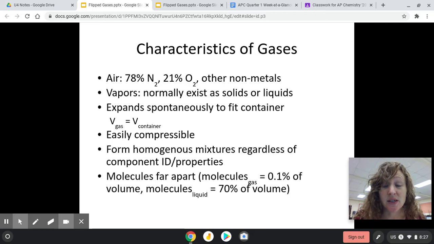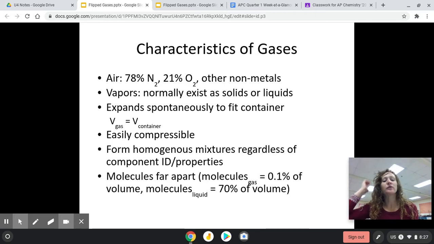Gases expand spontaneously to fit whatever container they're in, and so that makes their volume extremely versatile. You can condense a gas. You can also expand a gas very easily. We can do it inside our little high school lab right here. Not a difficult thing to do. Liquids are also technically compressible, but we can't compress a liquid inside this room. But we definitely can with a gas.